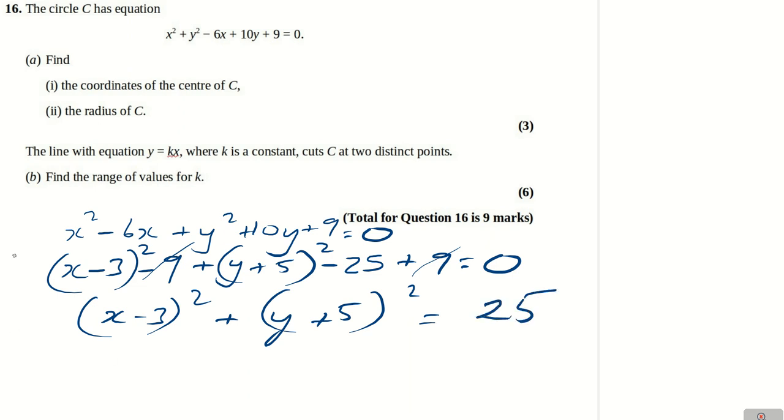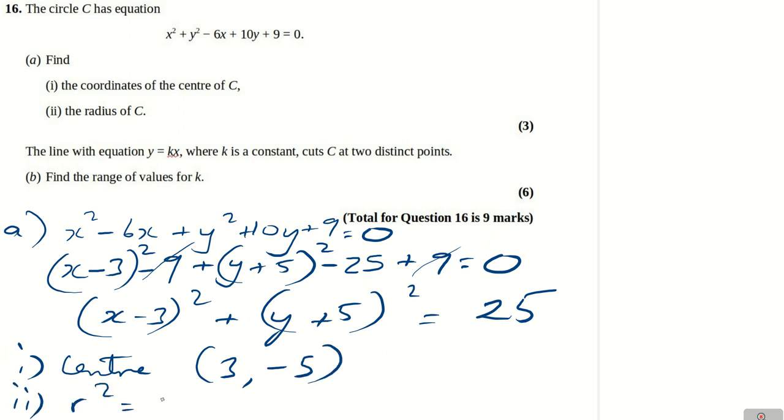And that tells us that the centre of the circle is going to be the point (3, -5), and the radius squared is going to be 25, which means that the radius of the circle is 5.